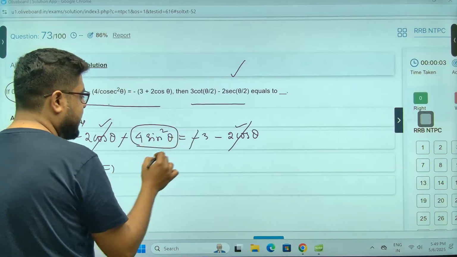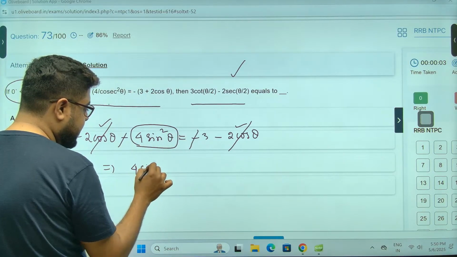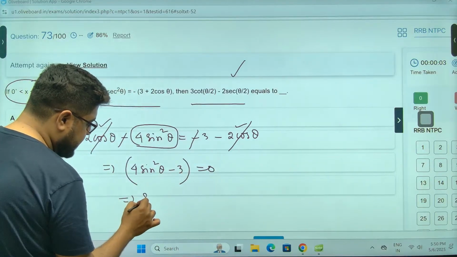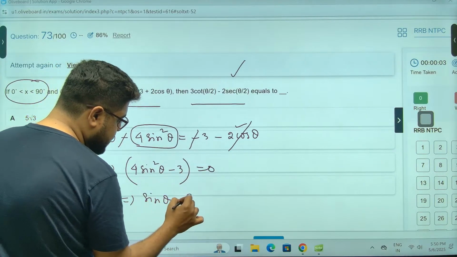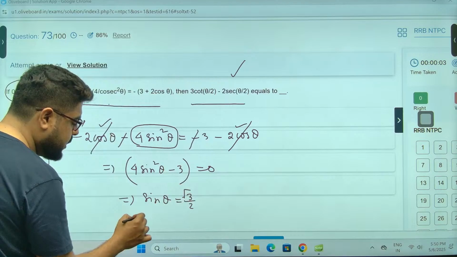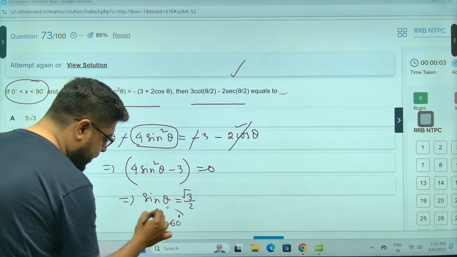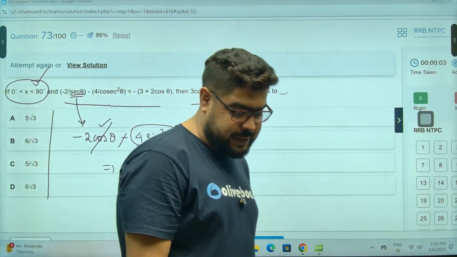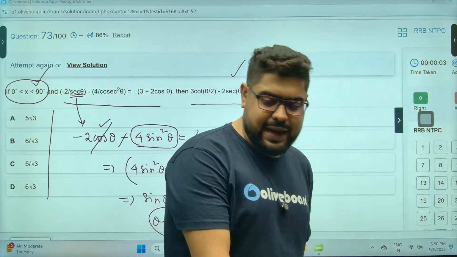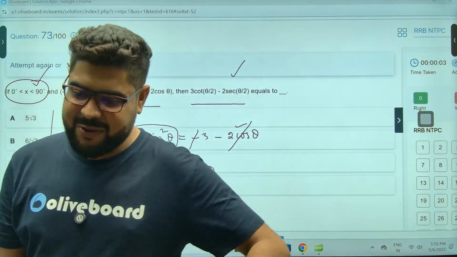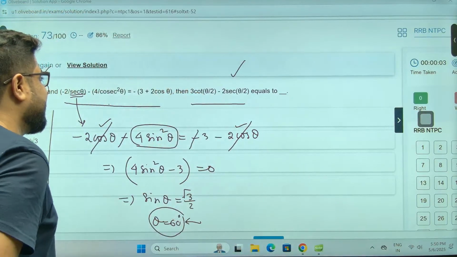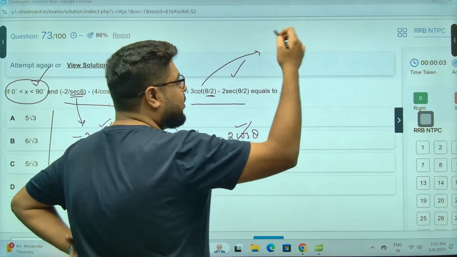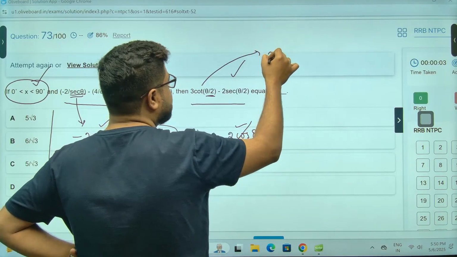So this minus minus also gone. So 4 sine square theta minus 3 is equal to 0. So sine square theta is 3 by 4, so sine theta is root 3 by 2. So theta is 60 degrees, sir. Now he'll say, sir, why not 120? Because the value is between 0 to 90. So theta by 2 will be 30 degrees. Cot 30, tan 30, 1 by root 3. It will be root 3, sir.